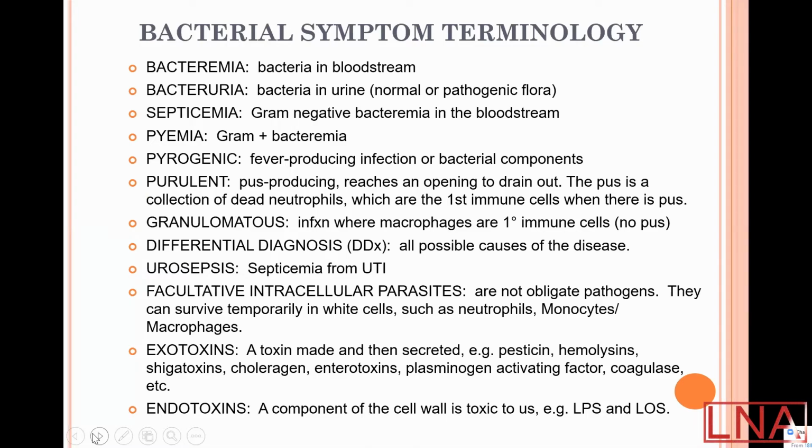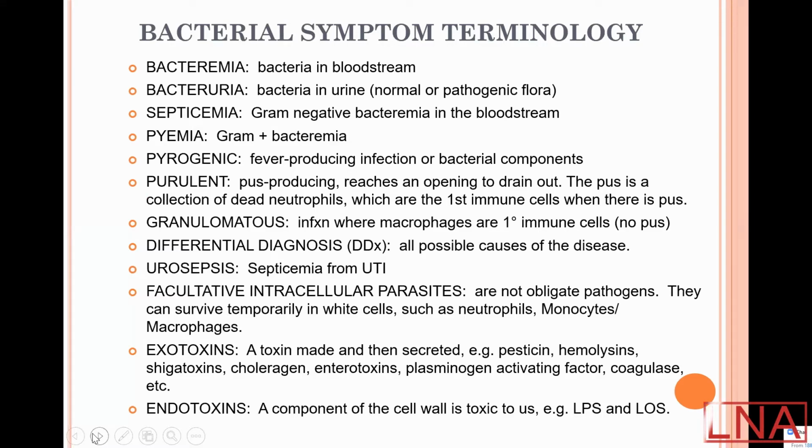Purulent, it's pus producing, rich and open to drain out. The pus is a collection of dead neutrophils, which are the first immune cells that are present in the pus. Granulomatous, it's an infection where macrophages are the first immune cells, but there is no pus.